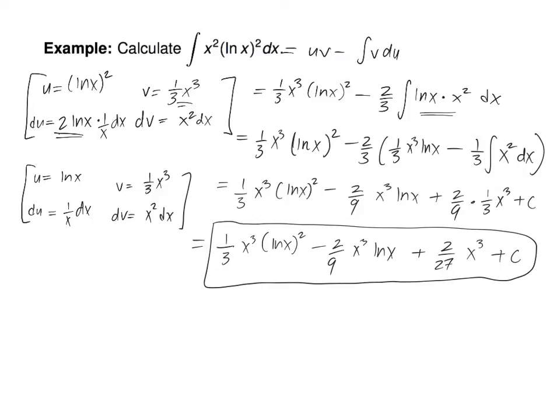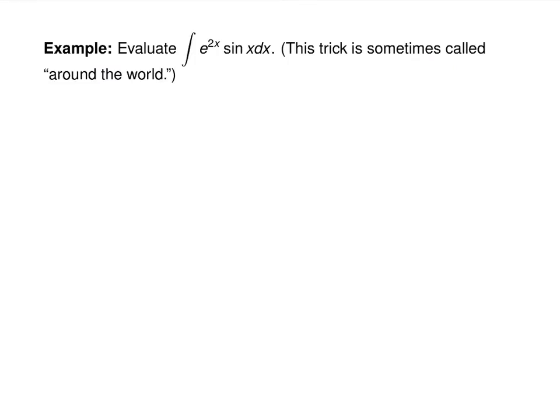This first one's called Around the World. So do either of these functions go away when you take their derivatives eventually? No, e to the x's derivative is just e to the x repeatedly, right? And the derivative of sine fluctuates between cosine and sine, positive, negative, right? So, well, you have to pick something. So I'm going to pick u to be e to the 2x, and I'm going to pick dv to be sine x dx. It actually doesn't matter which way you choose. This way is just a bit easier than the other, and I can explain why in just a sec.